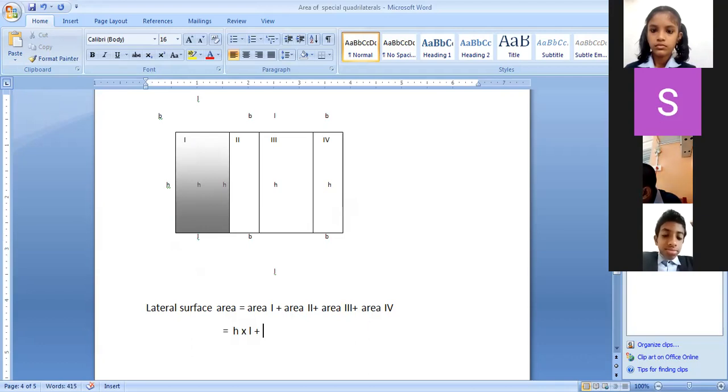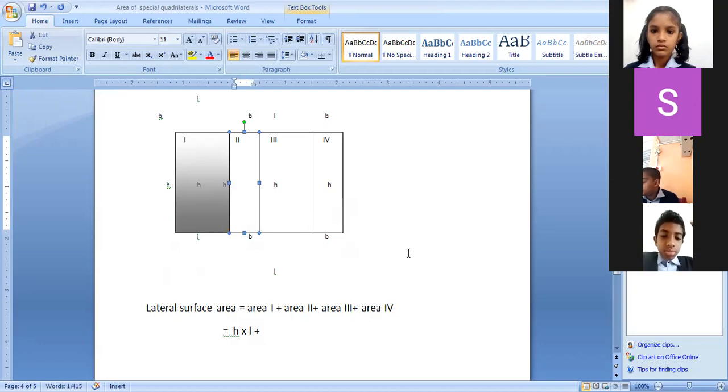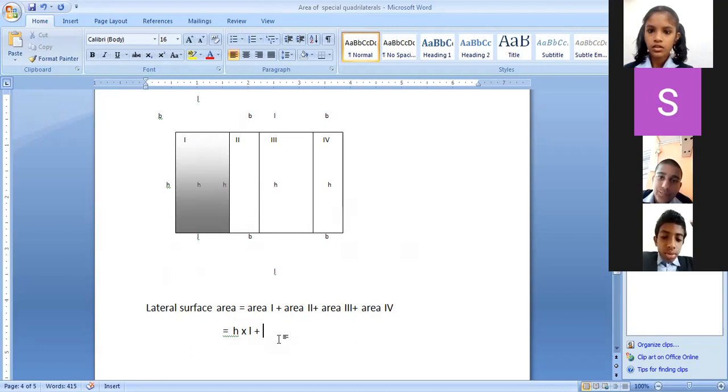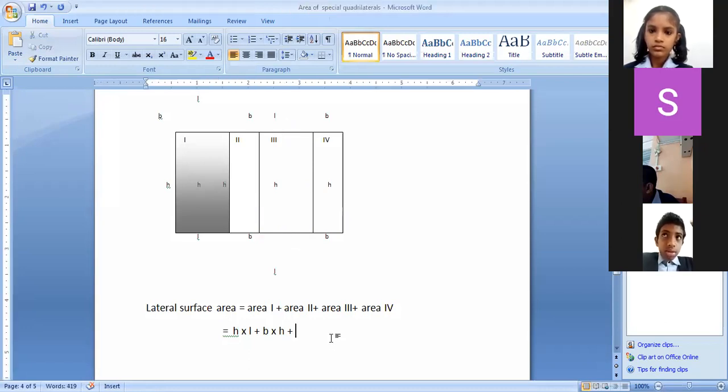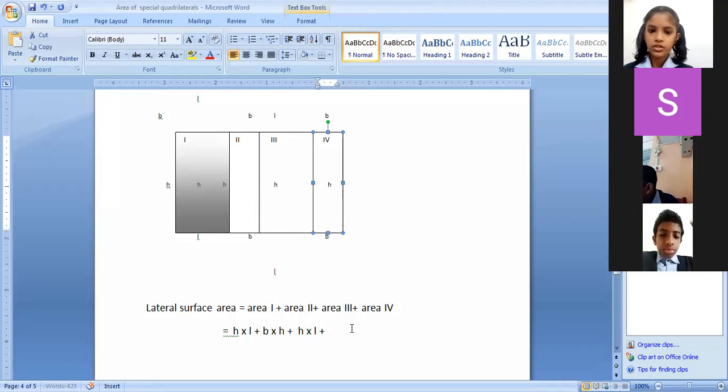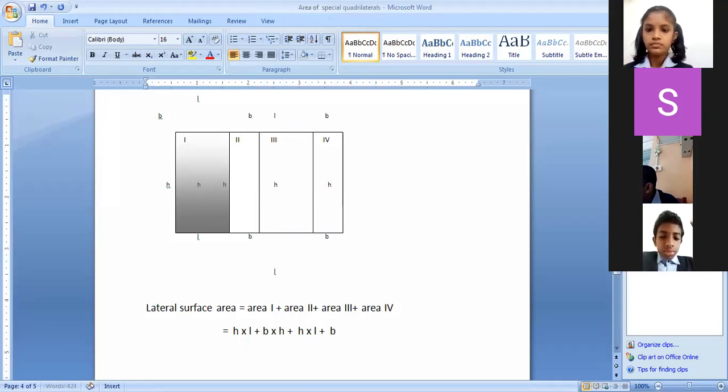Same way, consider rectangle 2. Tell me its area. B into H. Okay, B into H. Now consider rectangle 3. Tell me its area. H into L. H into L, good. Then the last rectangle, the fifth. B into H. B into H.